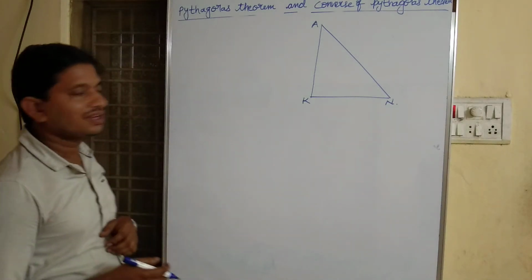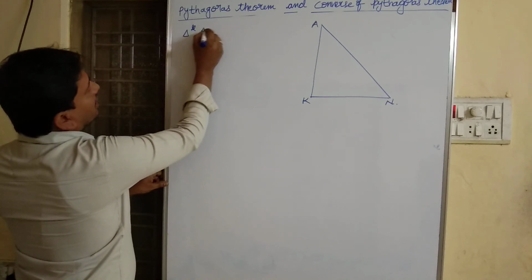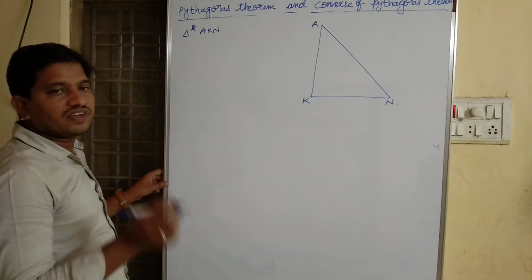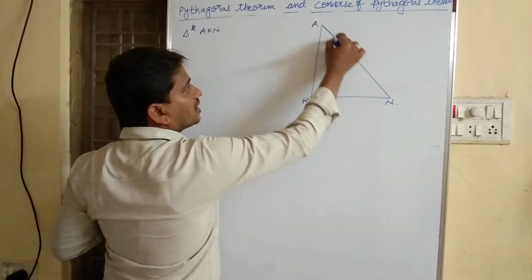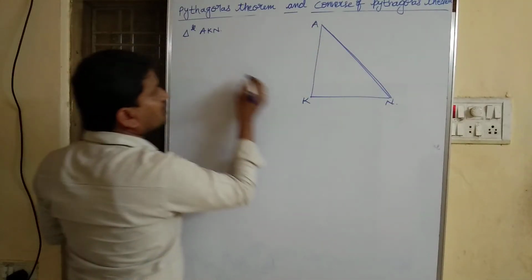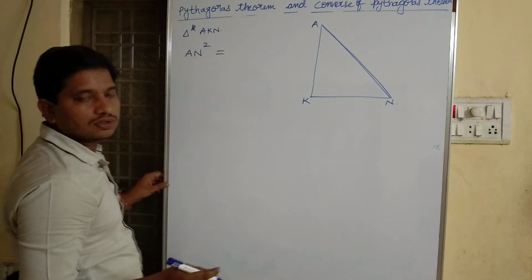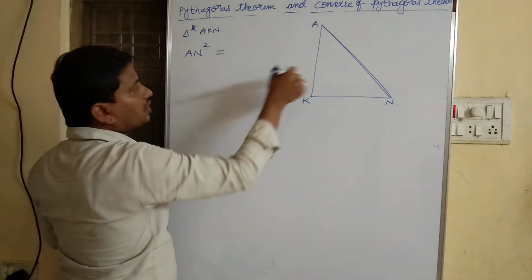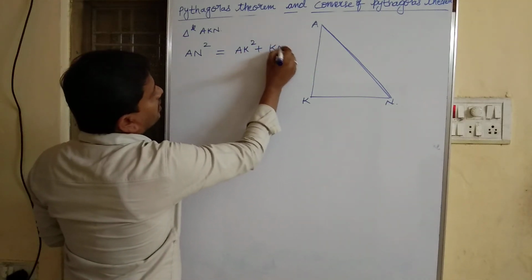Children, let me write it. In a triangle, here the triangle is AKN. The square of one side of a triangle, for example, let us consider one side of the triangle is AN. I mean AN square is equal to the sum of the squares of the other two sides. The other two sides are what? We have AK square and KN square.